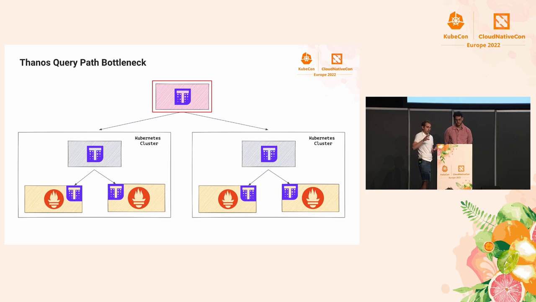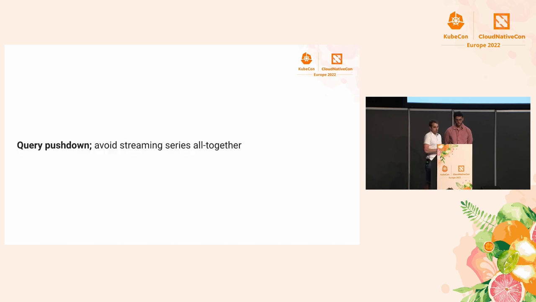And this is why the query execution can get slow with more data. Now that we know this, we can look at what the entire Thanos community has been working on to alleviate some of the problems. The first thing that we will look into is an approach referred to as query pushdown. With query pushdown, we can speed up queries by simply avoiding streaming a large amount of series in memory.